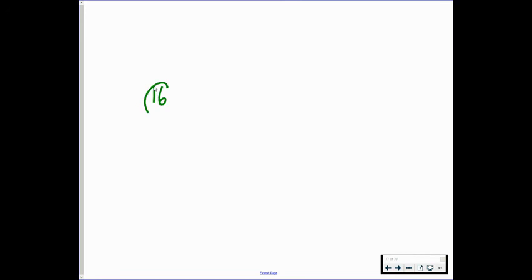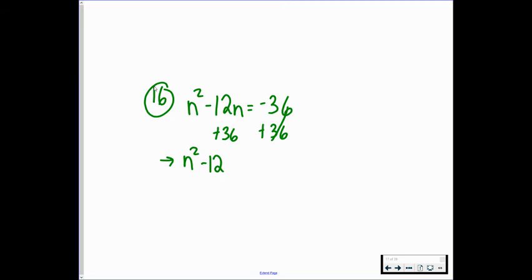On question 16, it asks us to solve n squared minus 12n equals negative 36. First step is to make that right side equal to 0 by adding 36 to both sides. So now this is a trinomial with positive 36 at the end and set equal to 0. Now that it's set equal to 0, we can go ahead and factor. This is 3 terms, no GCF. This is A, B, and C.